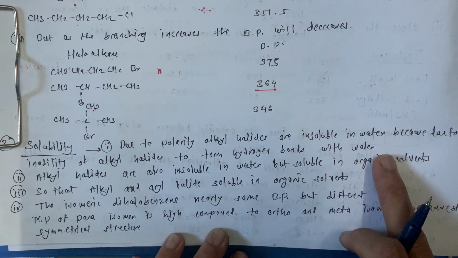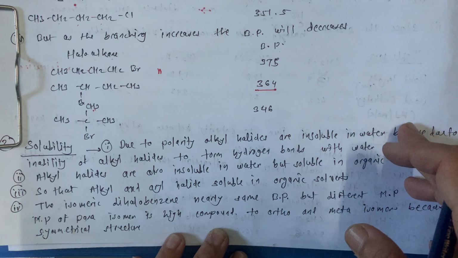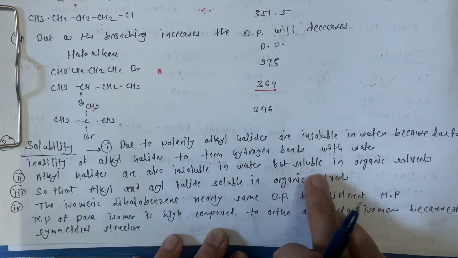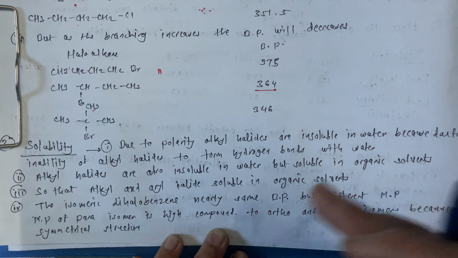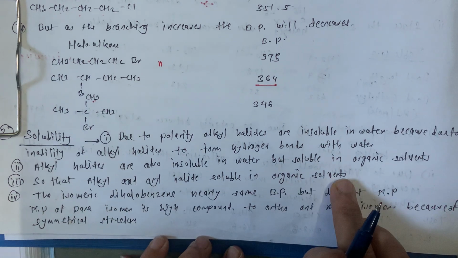Solubility in water means what? If they are going to form hydrogen bonds with water, then they are soluble in water. Alkyl halides are insoluble in water but soluble in organic solvents. I explained that just now, so alkyl and aryl halides are soluble in organic solvents.